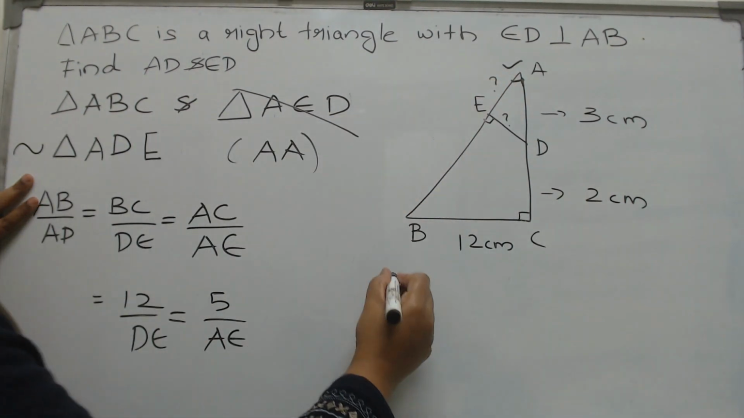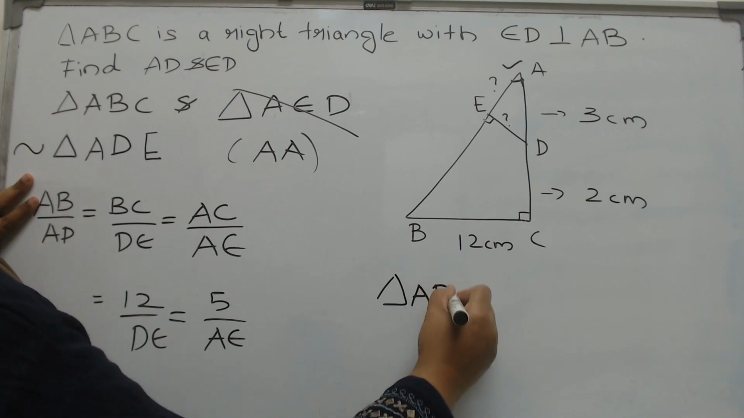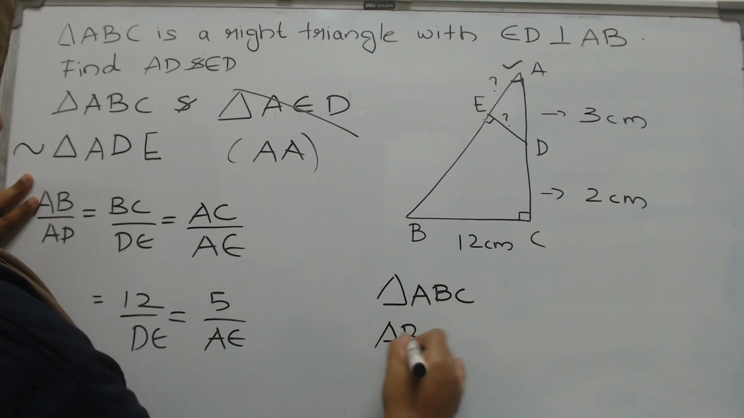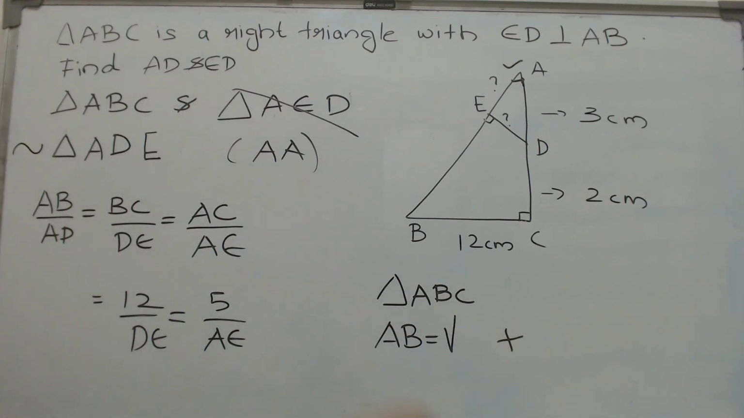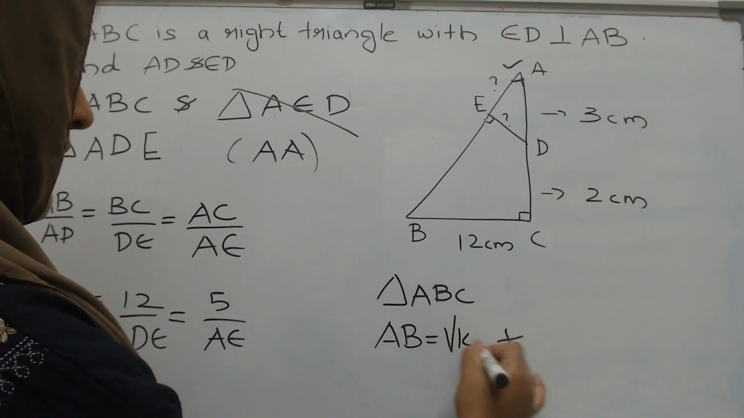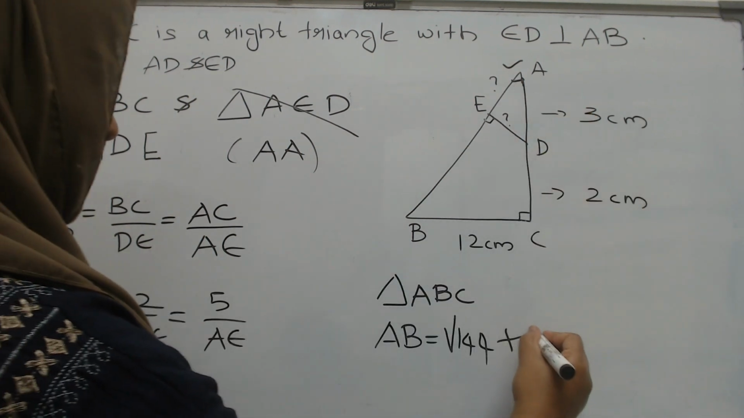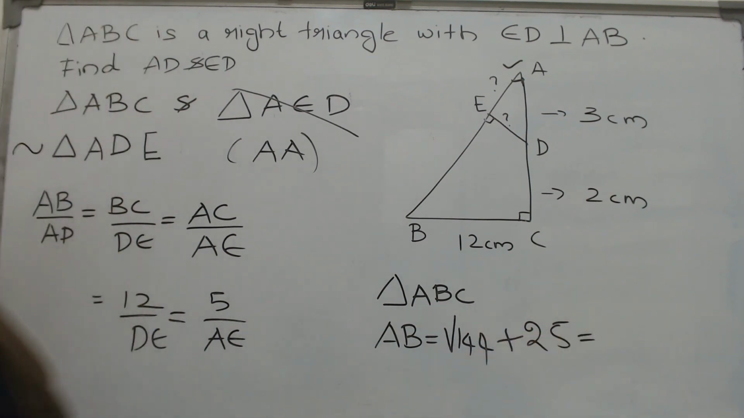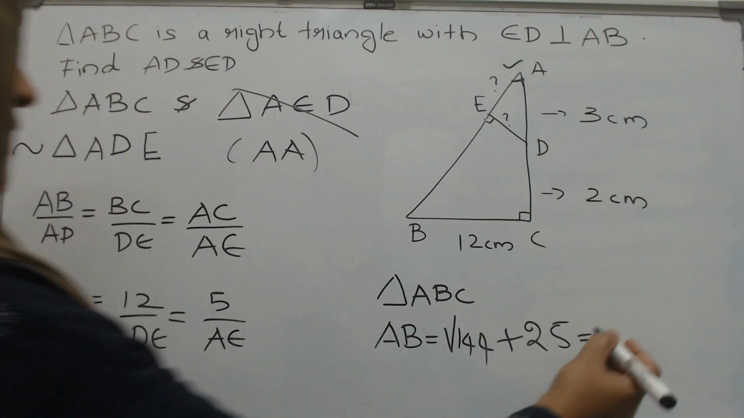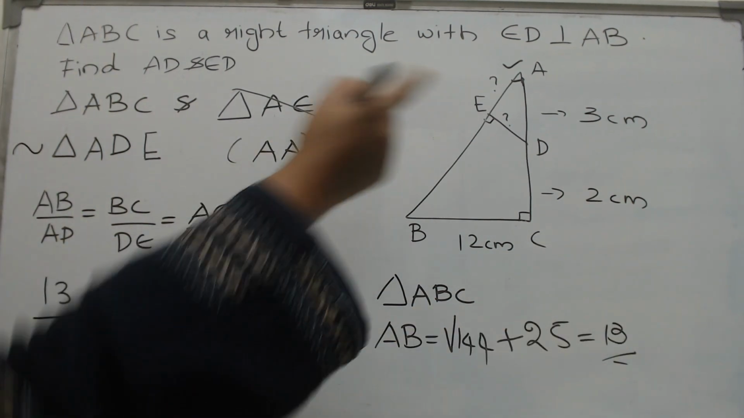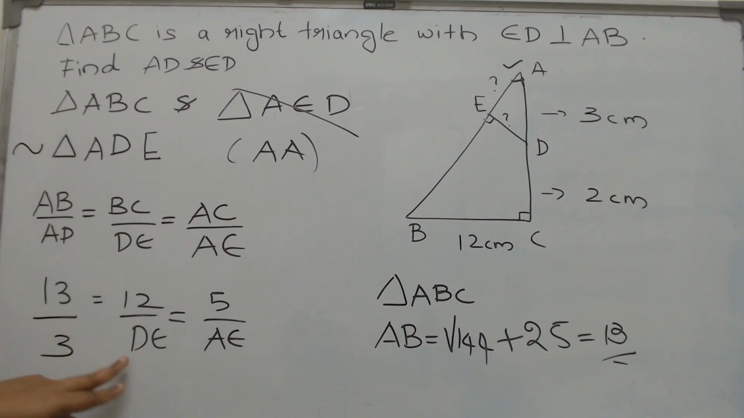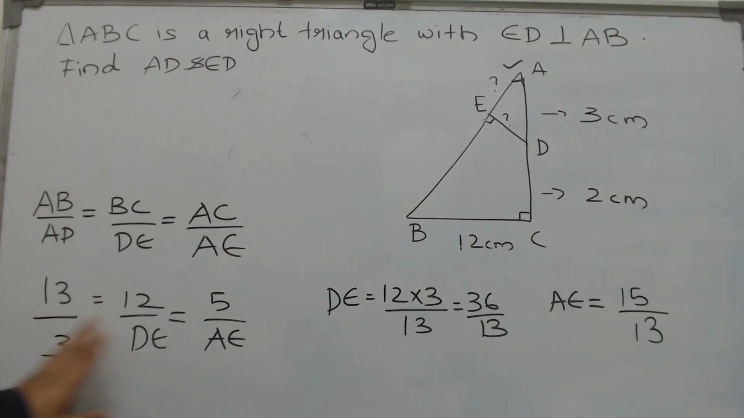AB is the hypotenuse of the big triangle ABC, which means what? AB is equal to the square root of the sum of the squares of the other two sides. One side is 12 squared, the other side is 5 squared. So that means what? It is the square root of 169, which is 13. So here it is 13 and AD is 3. Now you can find out the answer, right? Solving the equations, you get DE is 36 by 13 and AE is 15 by 13.